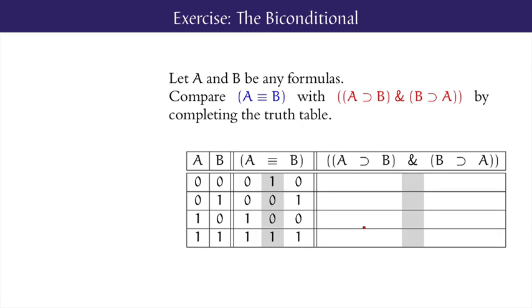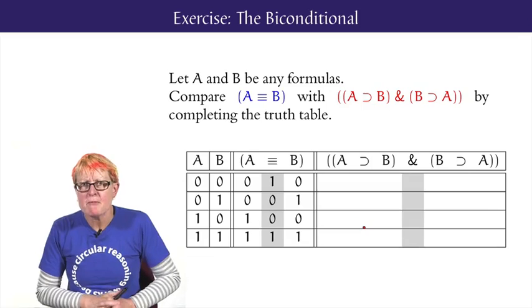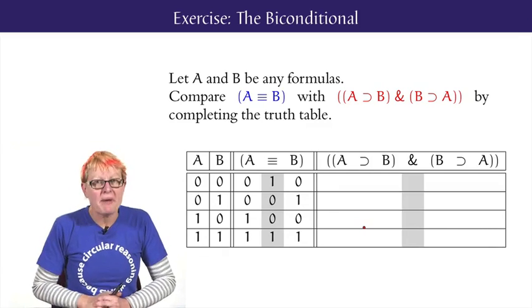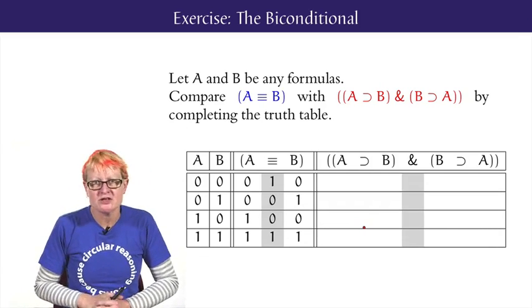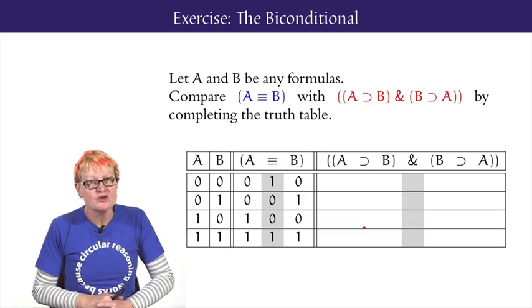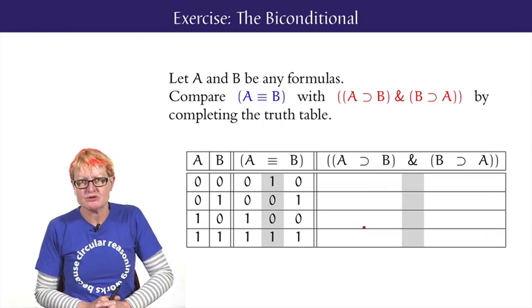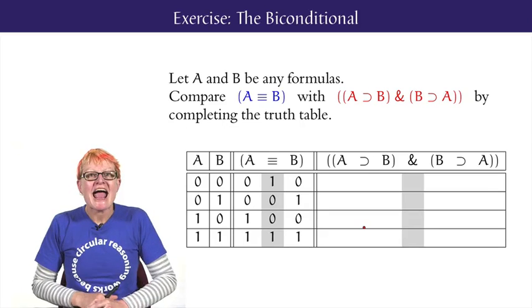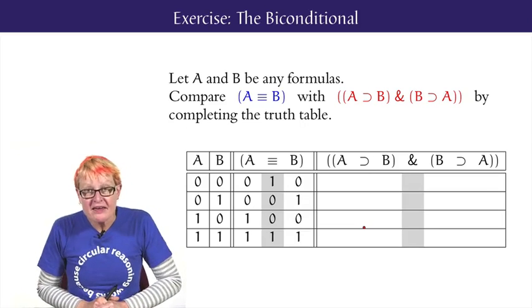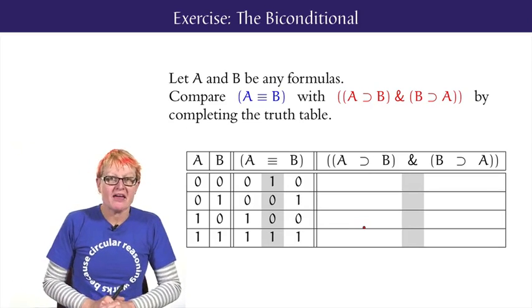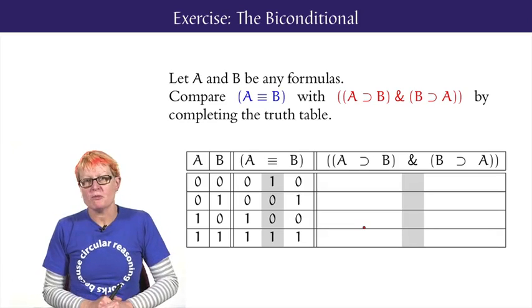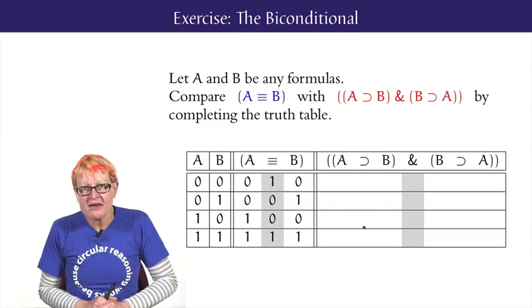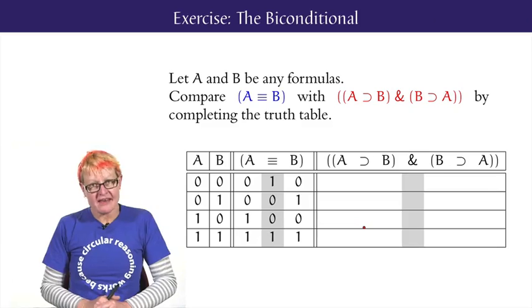Let's get some practice straight away, and in the process, make sense of the claim that the biconditional is the bidirectional two-way version of the unidirectional one-way material conditional. Let A and B be arbitrary formulas, and then consider A if and only if B and how it compares with the conjunction formula: if A then B and if B then A.